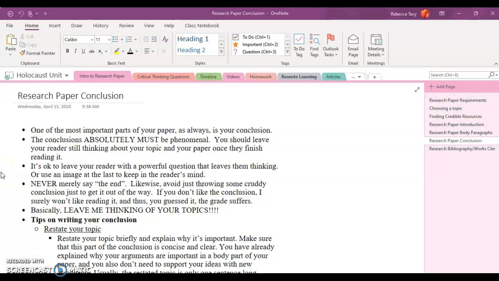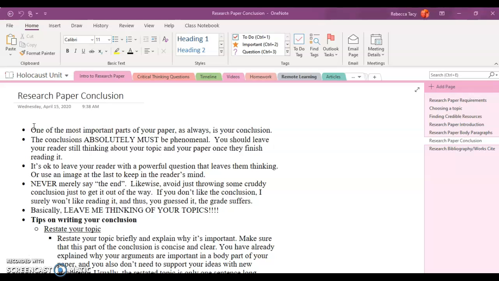So we are launching into your research paper conclusion. This is under that page, Intro to Research Paper tab. Your conclusion is one of the most important parts of your paper as always. It is the end, it is the finale. It is going to tie up your paper in a pretty little bow. The conclusions absolutely must be phenomenal. You should leave your reader still thinking about your topic and your paper once they finish reading it.